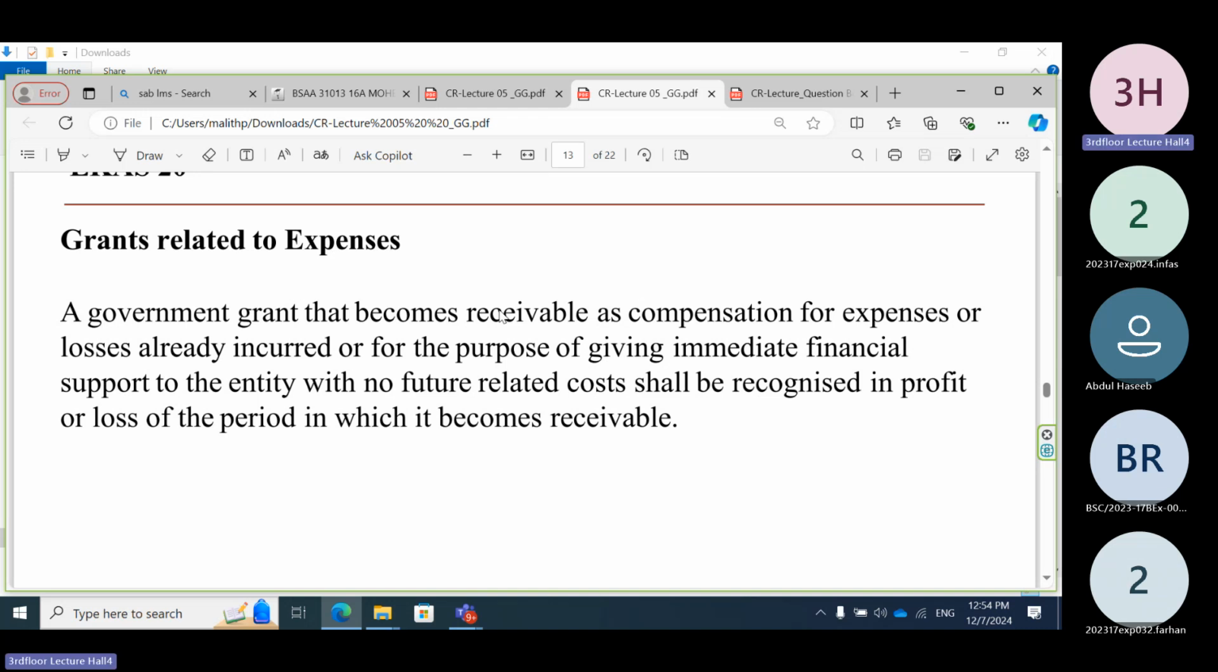So then we need to defer. Why are we supposed to defer? If you have a future commitment, we have still not fulfilled the condition. That's why we are going to defer, right? That's the reason we are supposed to defer that income.